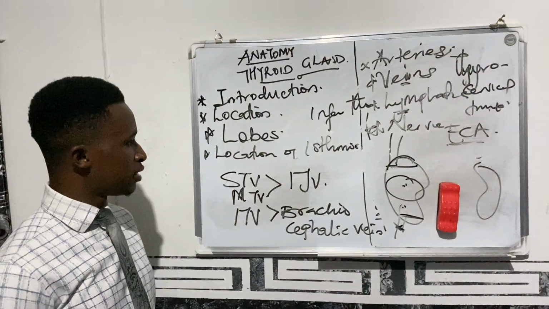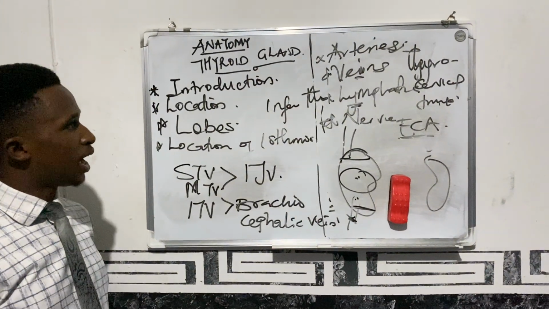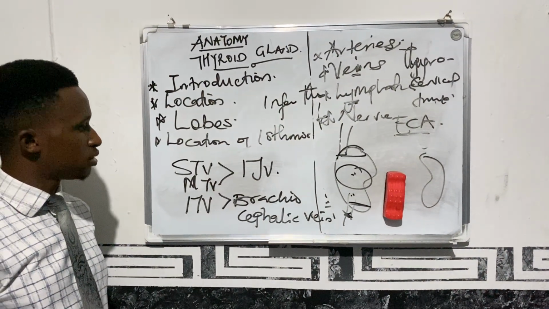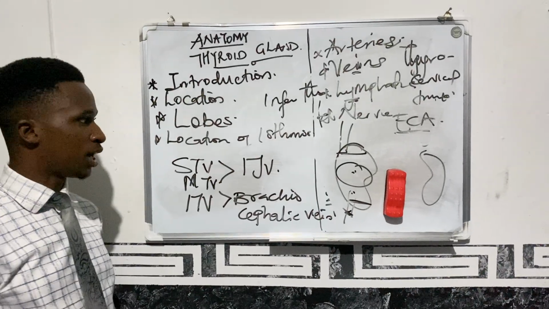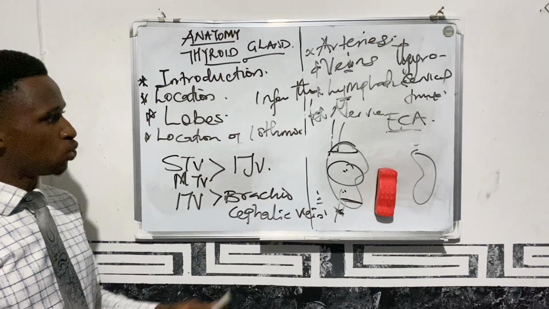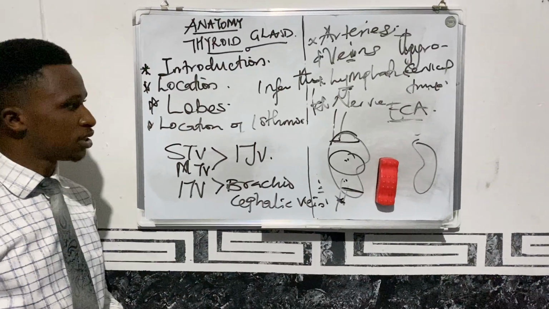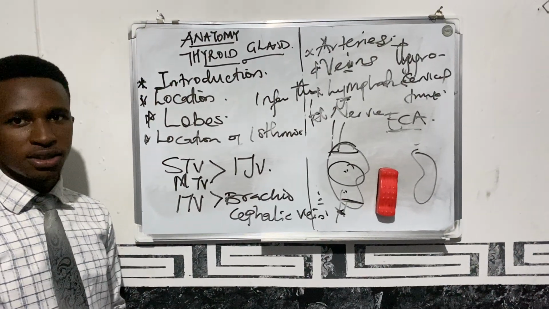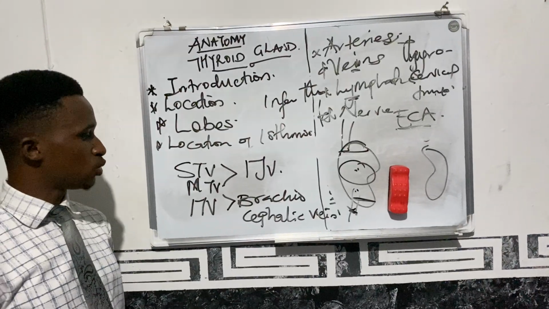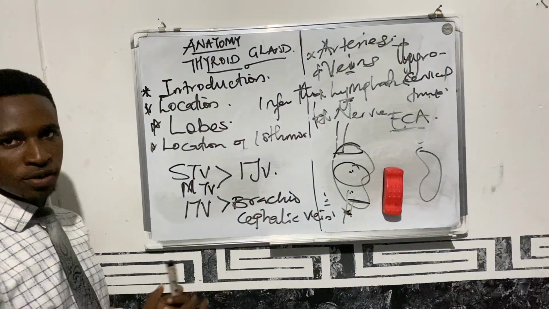So this is the arterial supply and the venous drainage of the thyroid gland. In our next video, we'll complete this aspect where we'll talk about the lymphatics of the thyroid gland, the nerve supply and the applied. On that same video, we are still going to give the review of the thyroid gland in general.